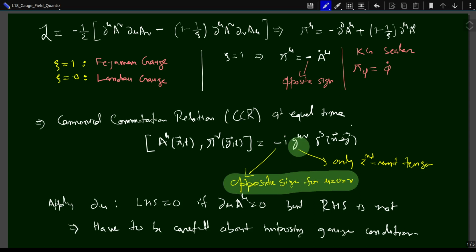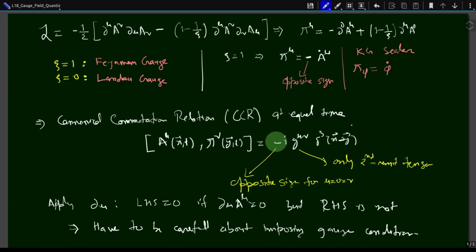Now another thing is that even when I put a minus sign over here, the opposite sign appears only when μ and ν equal 0. It means for A_0 and π^0, now that π^0 is non-zero, I still have this issue that it comes with the opposite sign in the commutator. All others are the correct sign.